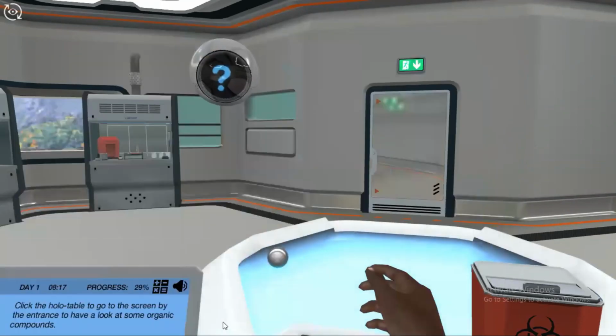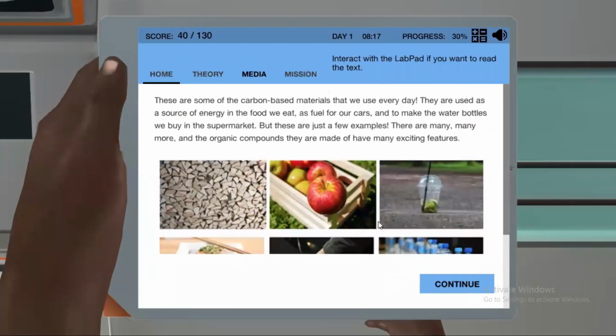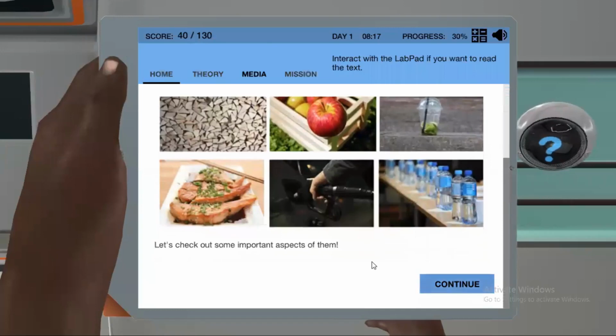Click the hollow table to go to the screen by the entrance to have a look at some organic compounds. These are some of the carbon-based materials that we use every day. They are used as a source of energy in the food we eat, as fuel for our cars, and to make the water bottles we buy in the supermarket. But these are just a few examples. There are many, many more, and the organic compounds they are made of have many exciting features. Let's check out some important aspects of them.